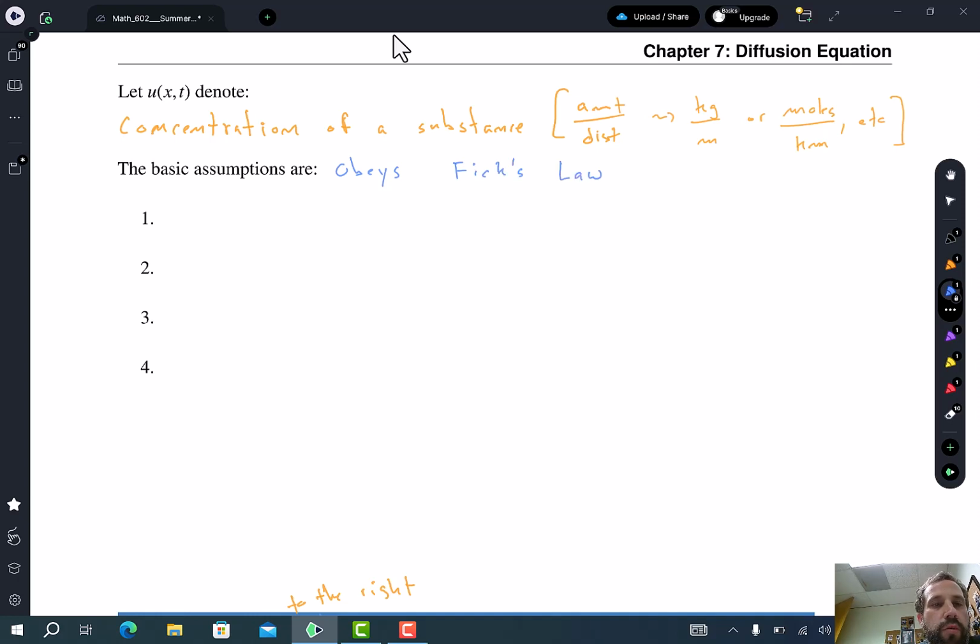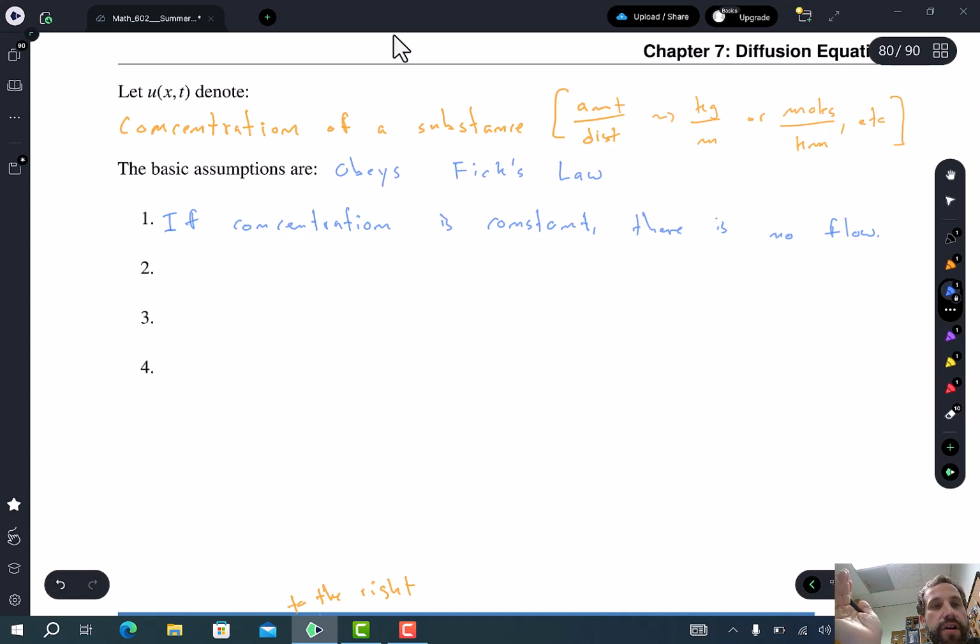Okay, so what does this mean? Well, we're going to have these assumptions. One is if concentration is constant, there's no flow. Again, food coloring in a glass: if it's the same concentration everywhere, the food coloring is not going to be moving. There's not all of a sudden going to be an area where there's no food coloring or less food coloring.